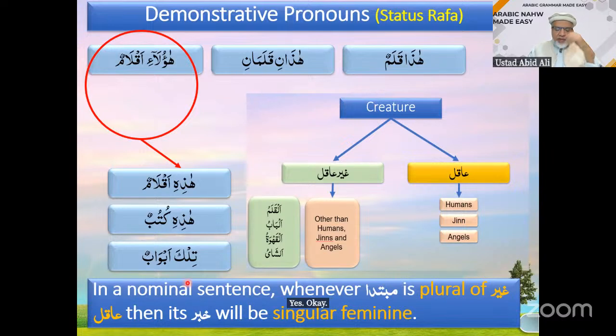So tilka means those are babs, those are the doors. Hazihi kutub, these are the books. Hazihi aklamun, these are the pens. Yes? Understood the translation?